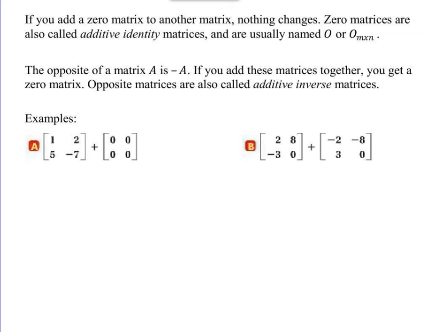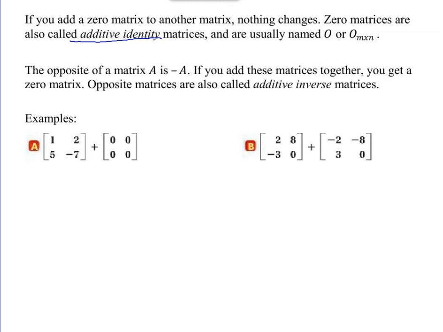Zero matrices are called additive identity matrices. The reason they're called additive identity is because anytime you add 0 to something, nothing changes. You get exactly the same thing back. That is an identity. And because we added, it's an additive identity.